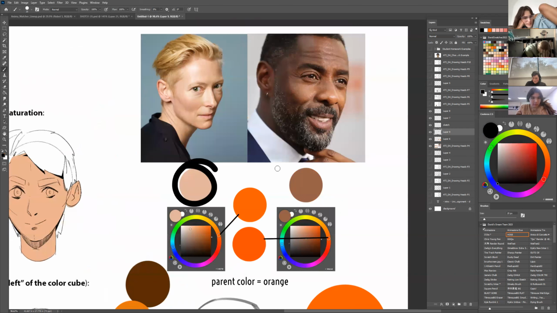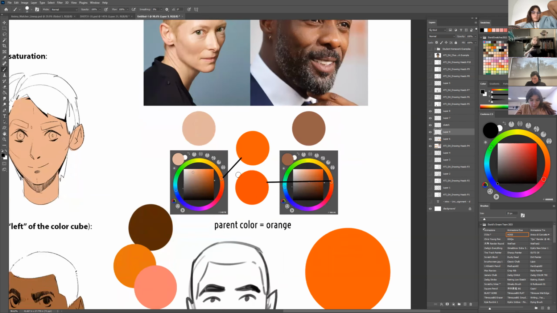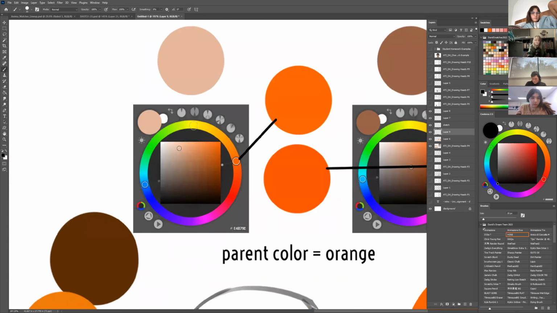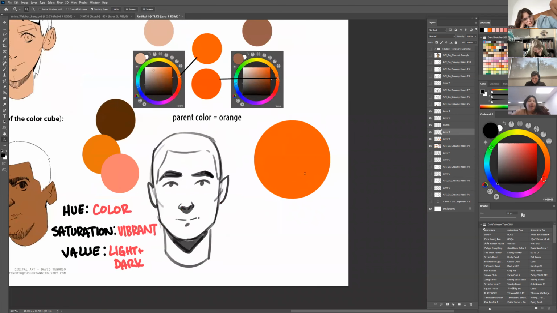And when you click the skin tone of the actress Tilda Swinton on the left, and you click the skin tone of Idris Elba on the right, when you click these two skin tones and you color them, they look like this. And when you look at their parent color, like what color are they coming from, what are they derived from? They are largely derived from the color orange. So orange is actually the main color for all skin tone.